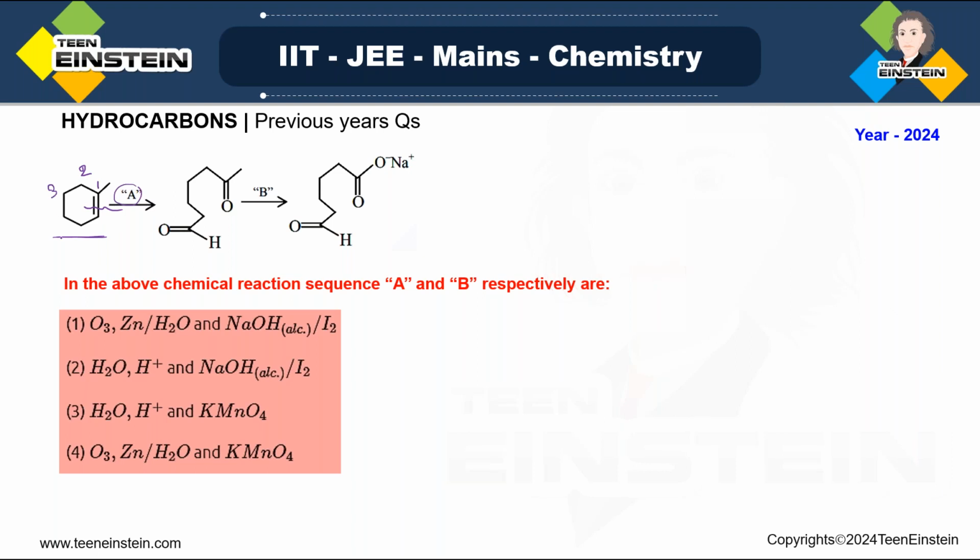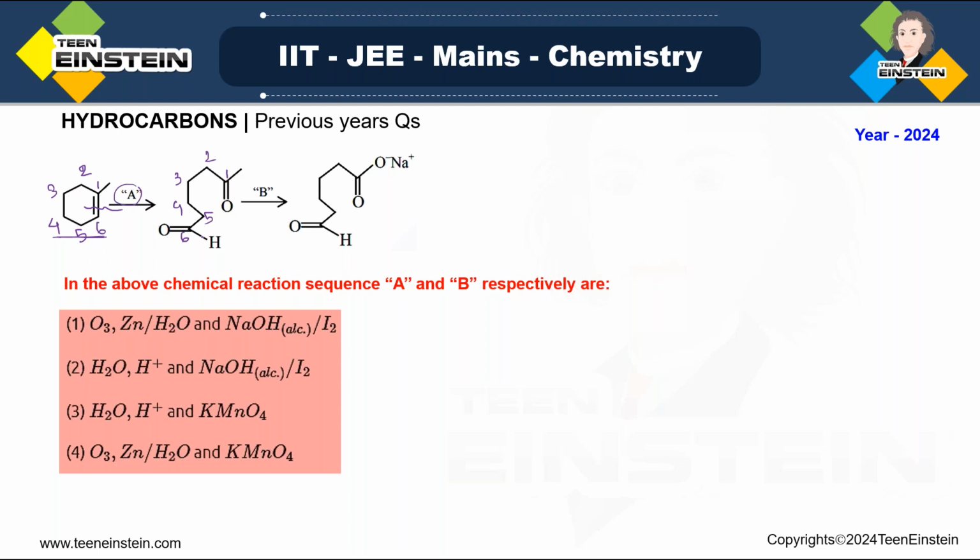It will help you to understand the change in the structure. 1, 2, 3, 4, 5, 6. Similarly, I will also put numbers here. So at 1 and 6 position, as you can see, there is C double bond O. That means it is an ozonolysis reaction, where the C=C double bond is cleaved.